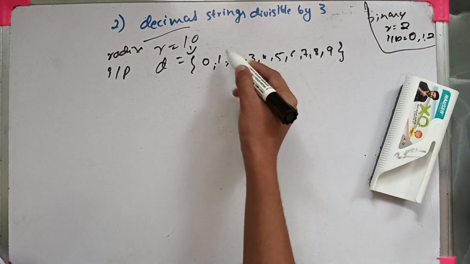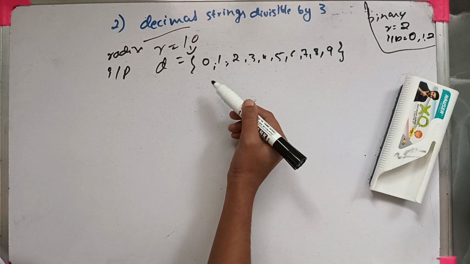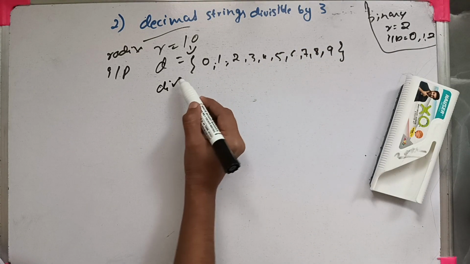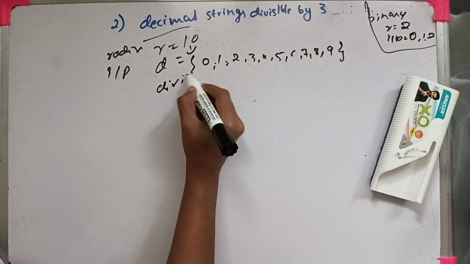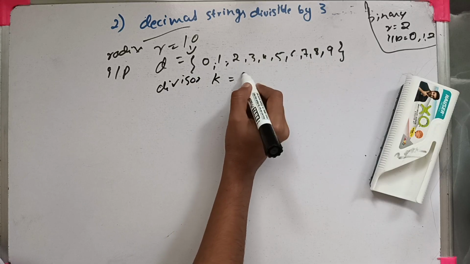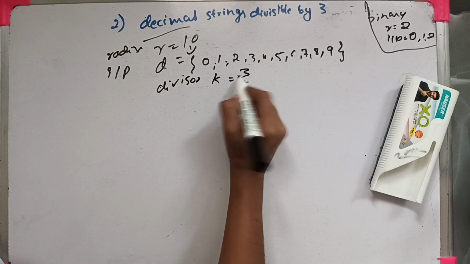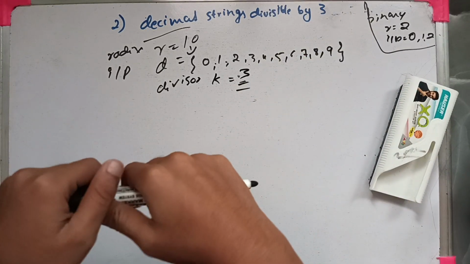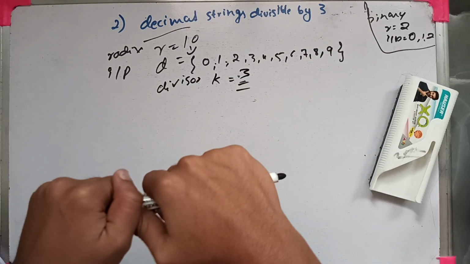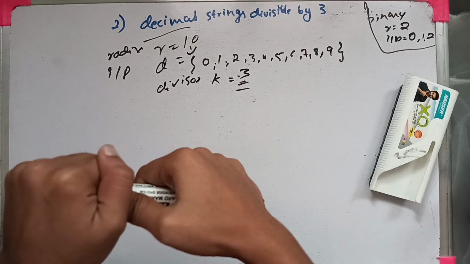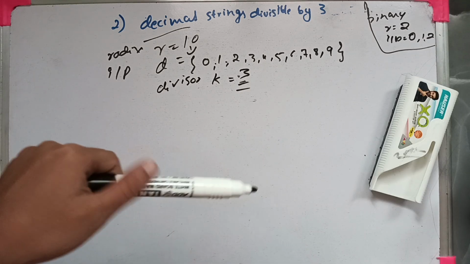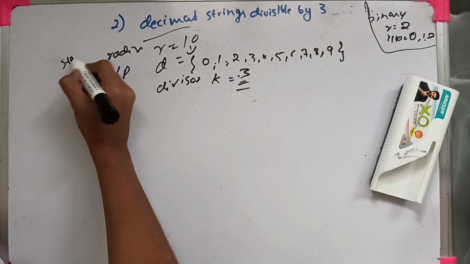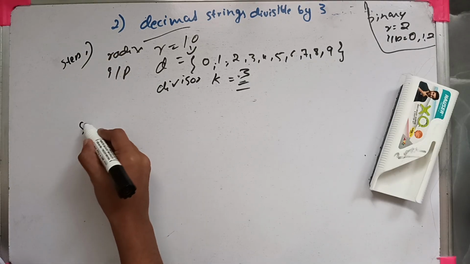Okay, next in this question, they are asking divisible by 3, so the divisor, that is k, is nothing but 3. Okay, they may ask divisible by 4, divisible by 5, and the solutions for those questions are already available in module 2, divisible by k problem. Okay, and this is step number 1. I mentioned the stepwise solution also.